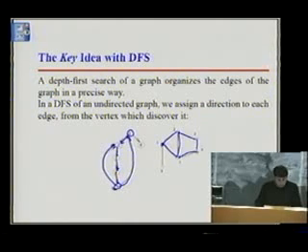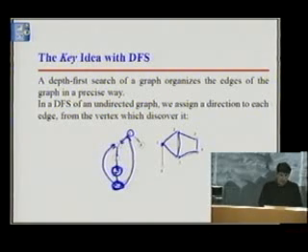The fact that there's no place to go from here means that 5 is now finished. It's discovered and now completely processed. Does everybody see that? Where do I pick up my activity? I back up to my ancestor. My ancestor was 4. Does 4 have anybody else for me to do? No. 4 is completely finished.